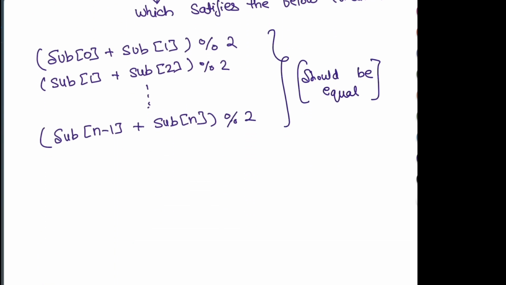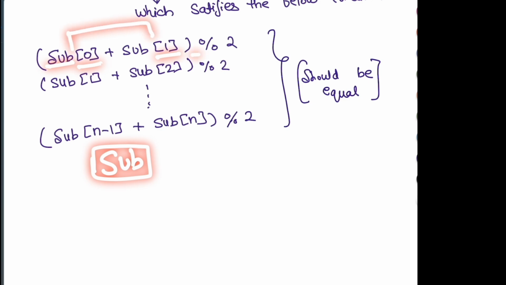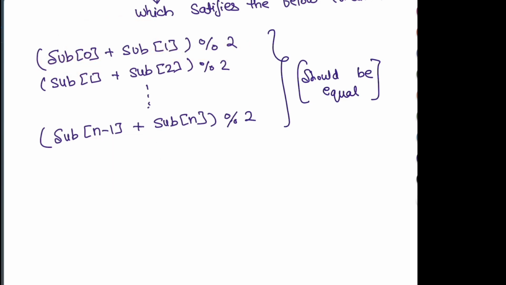Let us say your subsequence is sub. Then the zeroth index element and the first index element, when added and taken mod with 2, will produce some value. Also, the first index element and second index element, when added and taken mod with 2, will produce some value. You continue this process for all adjacent 2 elements, up to the last 2 elements, sub[n-1] and sub[n].